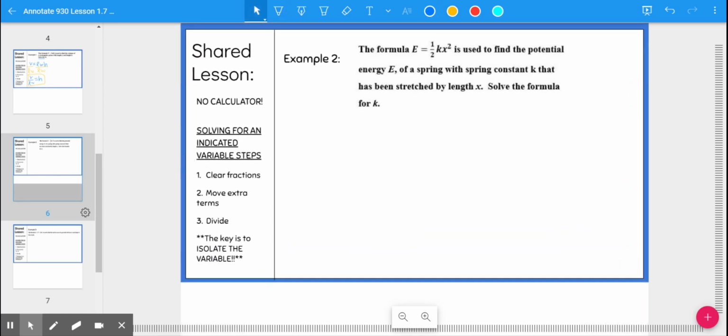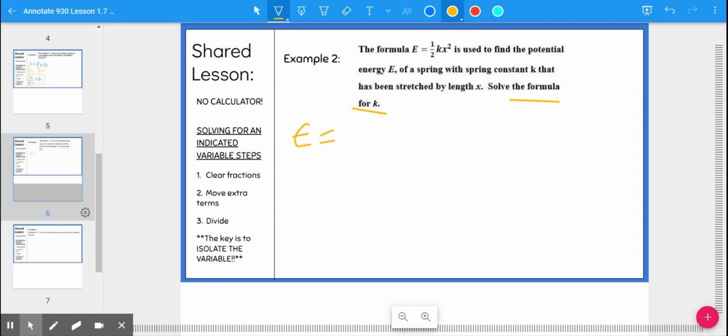So now we're going to look at example number 2. The formula E is equal to 1/2 kx squared is used to find potential energy E of a spring with the spring constant K that has been stretched by length x. Solve the formula for K. So what we need to know here is we are going to rearrange this formula and we're going to have it K is equal to, but first I'm going to rewrite the original formula.